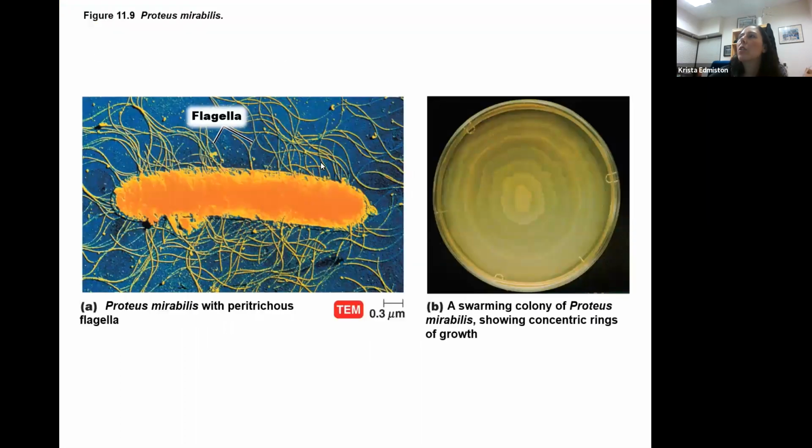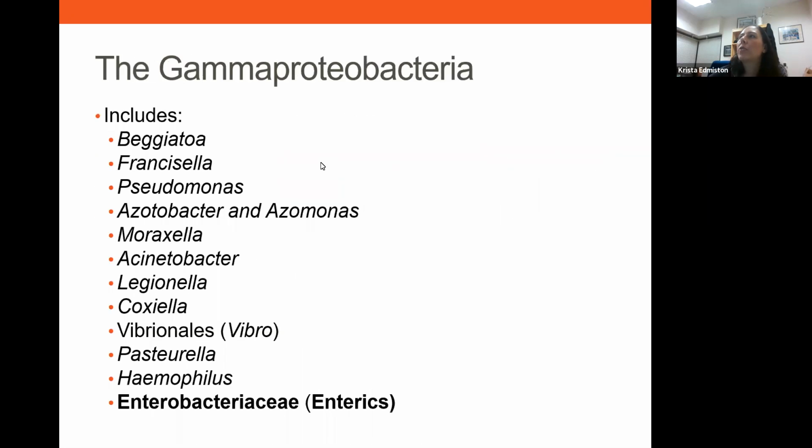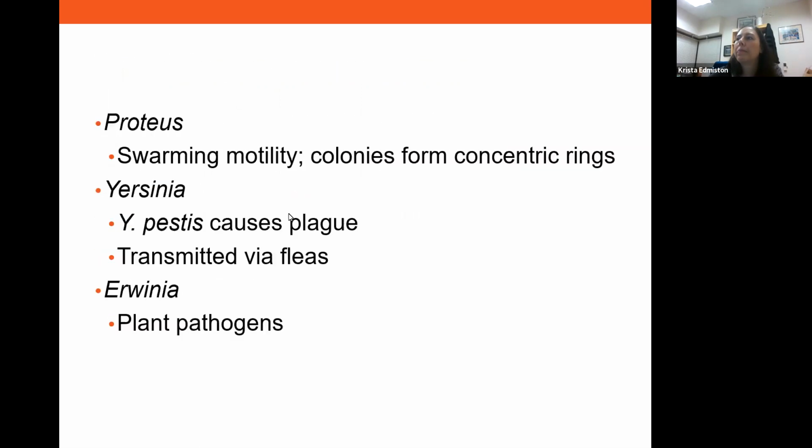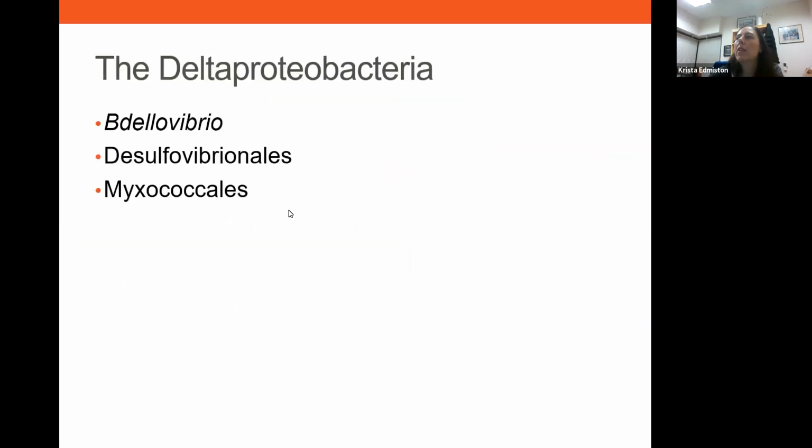All right, so those are our big group of Enterobacteriaceae, which fall into the gamma proteobacteria. Again, this is our largest group. Depending on which microbe you pick, you might be into this category. All right. Then the Delta, one of the very interesting members of Delta proteobacteria is Bdellovibrio.